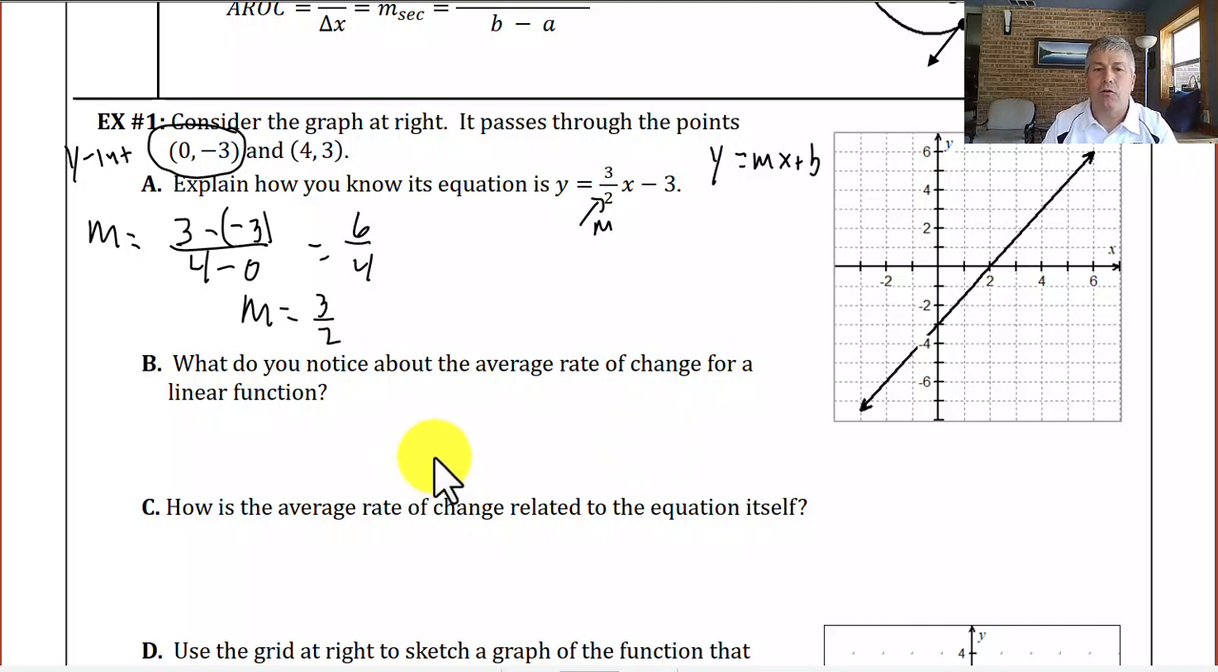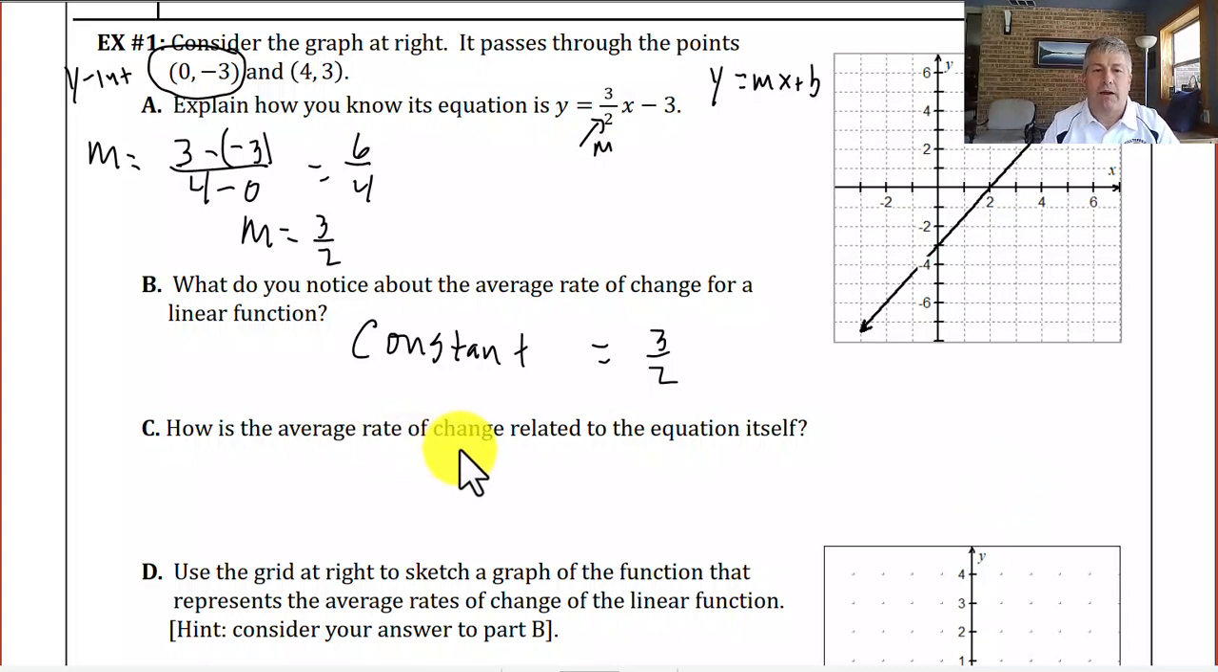Question B, what do you notice about the average rate of change for the linear function? It is constant. The average rate of change is constant. It is the same. It is 3/2 no matter where or which points we choose on there.